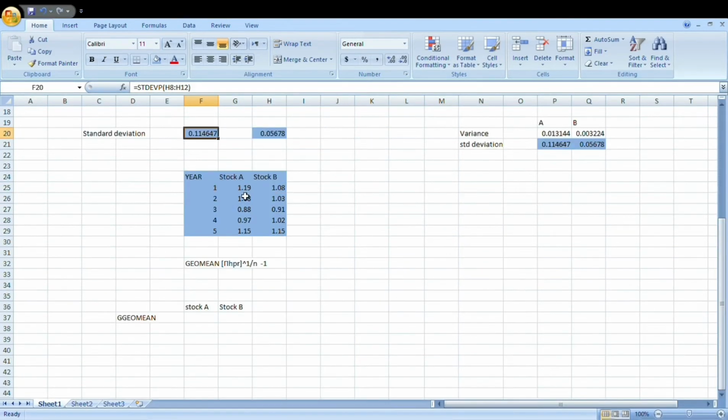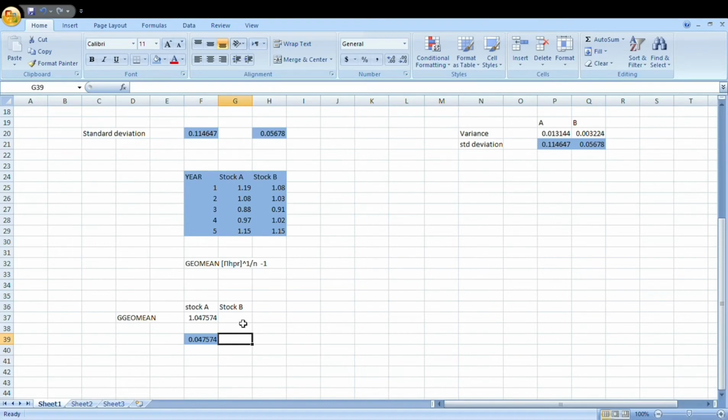So here are the stock A and stock B values, and there is a formula for the geometric mean. We simply type the equals sign and GEOMEAN, then select all the values for stock A and press enter, and then we subtract 1 from this value. Simply type the equals sign, select the value, and minus 1. We find the geometric mean value for stock A, which is 0.047574.